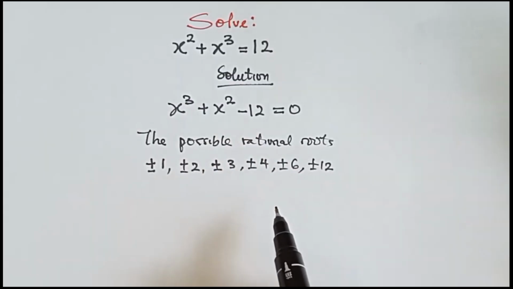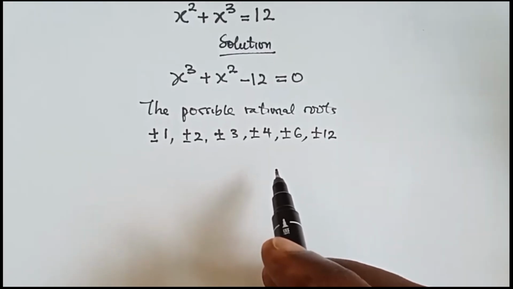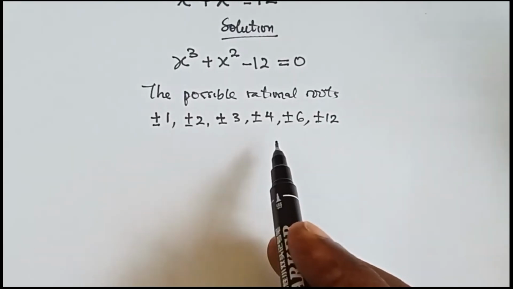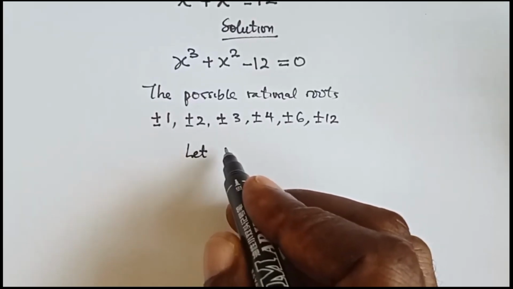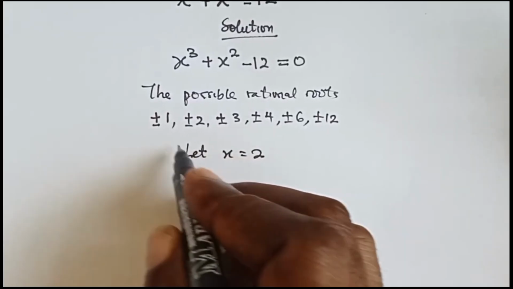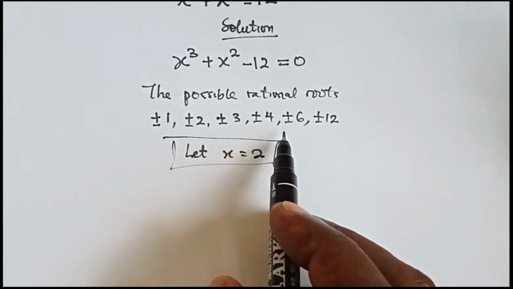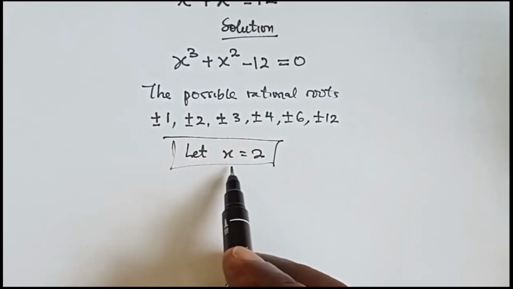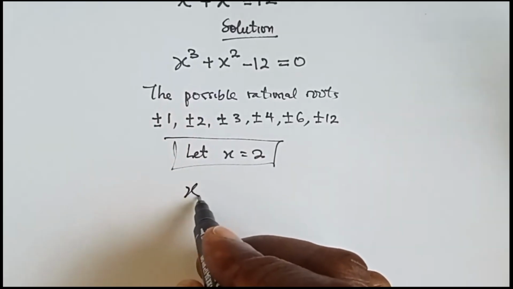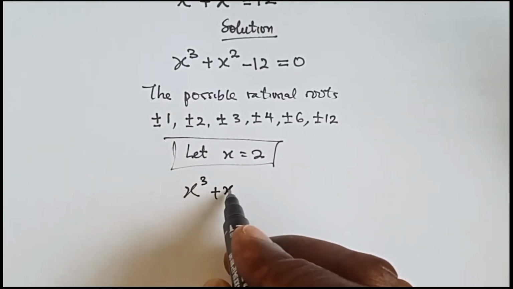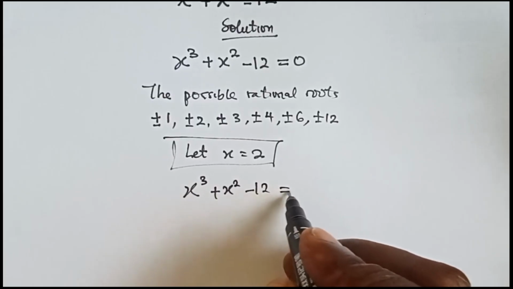Now from there, we don't need to be testing each of them. So what I will just do is say let x equals 2. Of all the factors of 12 that I have here, I have chosen to test x equals 2. So now what's the equation? We have x raised to the power 3 plus x raised to the power 2 minus 12 equals 0.